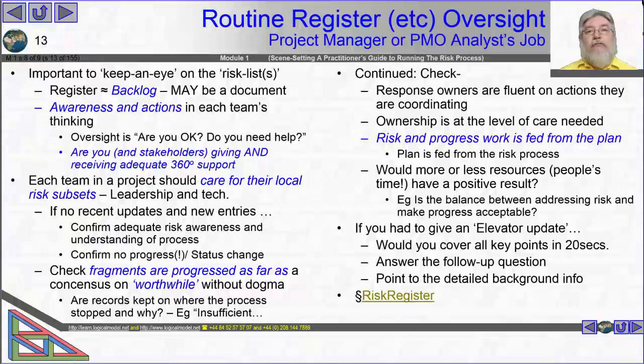So we're going to have to run that routine workshop about what we are going to do next with risk, and it is probably just an agenda item in some other forum like the daily stand-up meeting or the weekly progress meeting. But let's go and have a look at what that looks like.